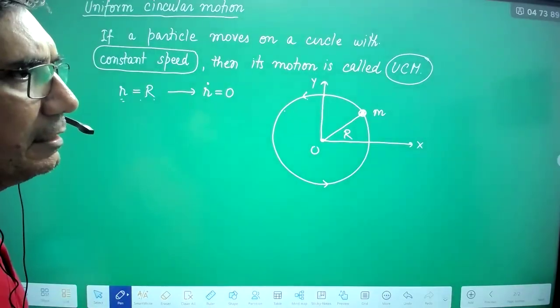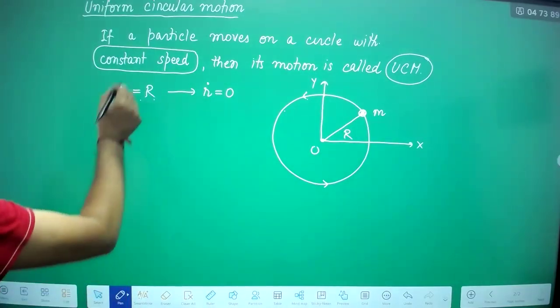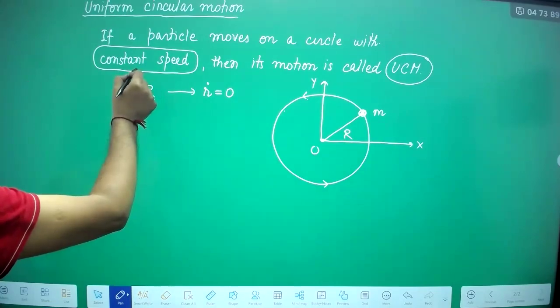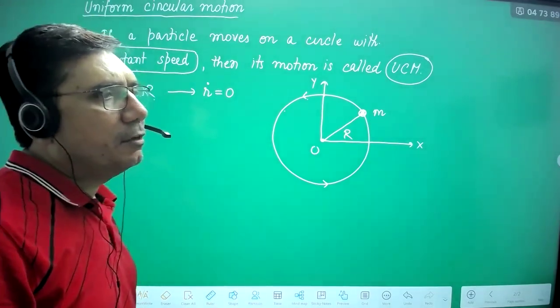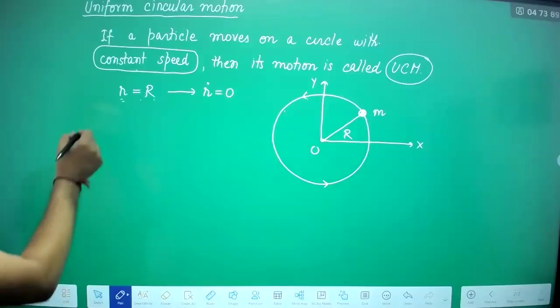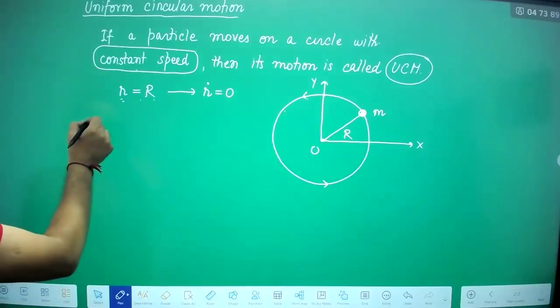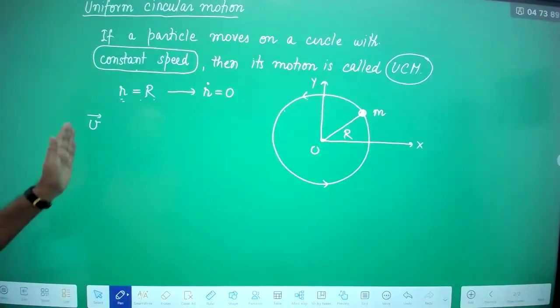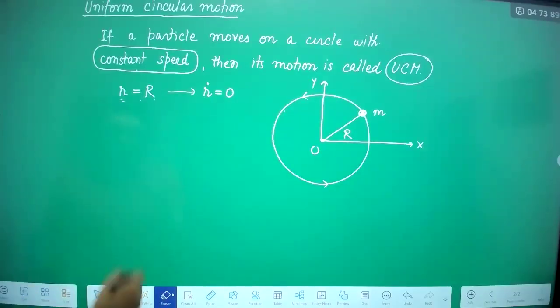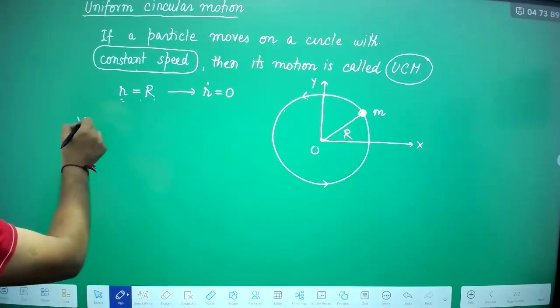Second thing, what they are saying is that it is moving with a constant speed. So what is the meaning of this? Okay, first we have to understand. So first I'm writing the velocity of the particle that is undergoing this circular motion.